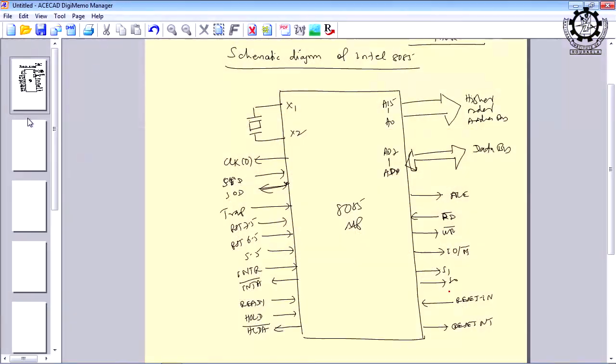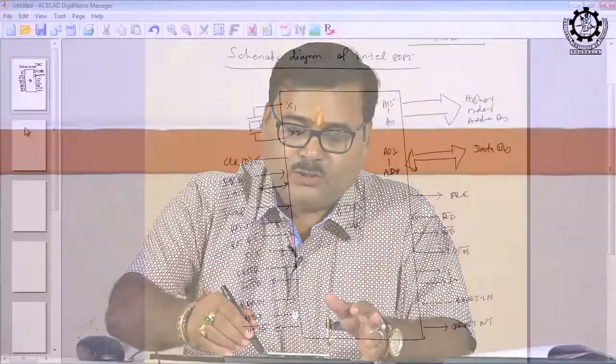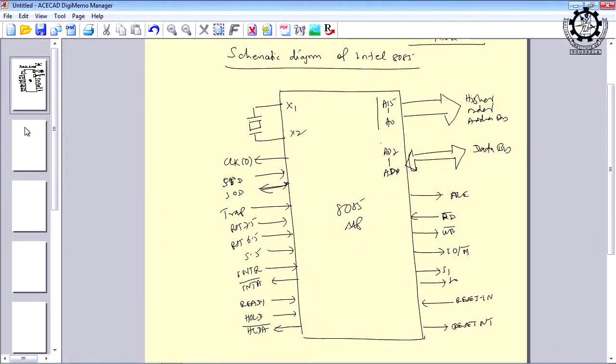You can see that some of the signals are input, going into the microprocessor 8085, and some of the signals are coming out from the microprocessor 8085. And some of the signals we have already discussed. As I told you, there are a total of 16 address lines. These 16 address lines we have divided into two groups: one is the higher order byte and another is the lower order byte.